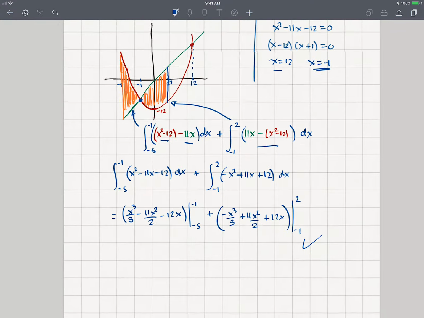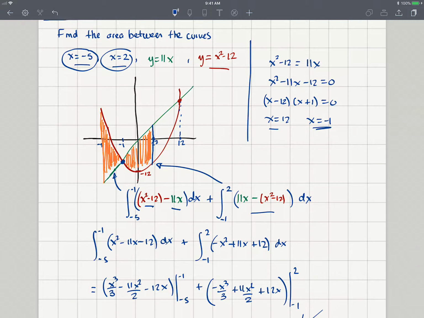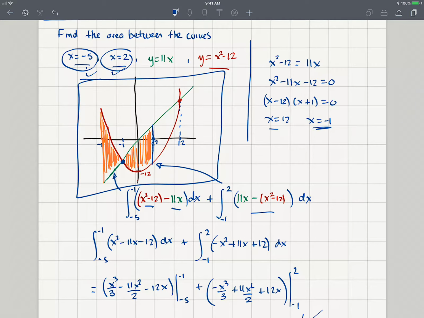So the big idea is this: in problems like this, you need to have a clear idea of what the picture looks like, and if not, you can't solve it. You need to know why the negative 5 and the 2 are important, and then you have to know in these intervals what region you're integrating, and which curve is on top and which is on the bottom. I hope that helps to clarify this type of problem.